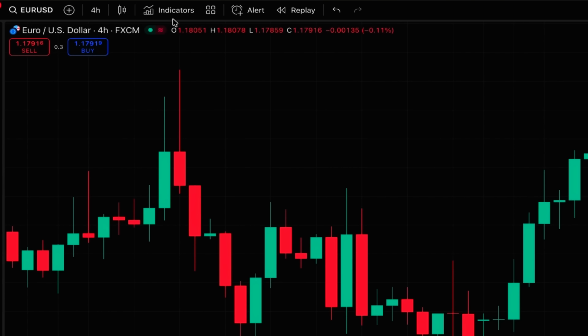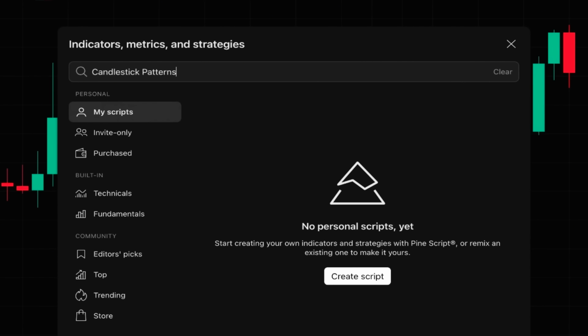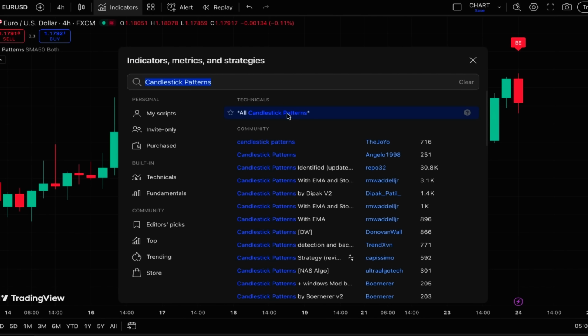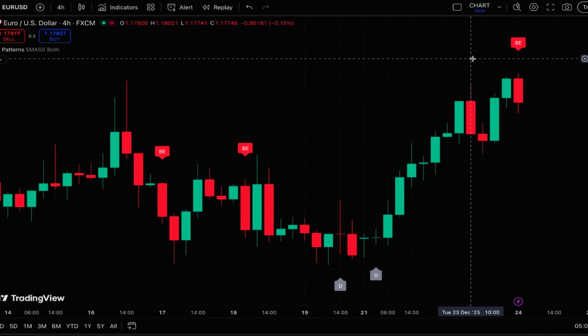There is also a built-in indicator on TradingView for identifying candlestick patterns. Here, you just need to click on indicators and search candlestick patterns. This one, which is a built-in indicator on the TradingView platform. This is also an excellent indicator for identifying candlestick patterns on the chart.